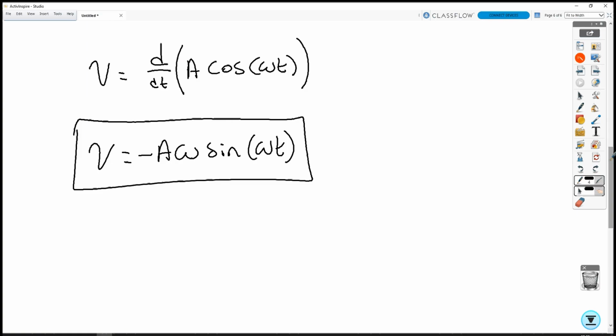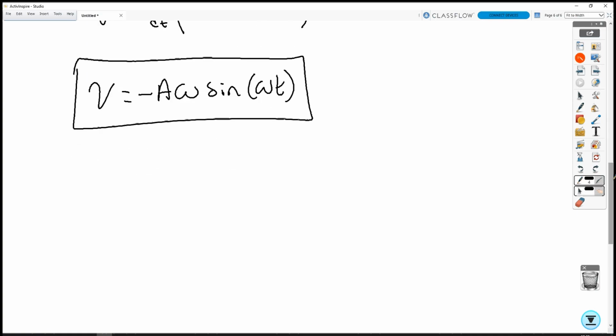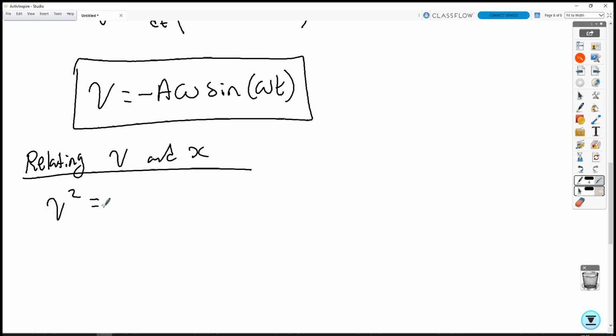Now, we can actually relate this equation to the displacement by doing a bit of maths on it. So relating v and x. Let's start by squaring this function. If we square it, we get v squared equals A squared omega squared sine squared omega t.